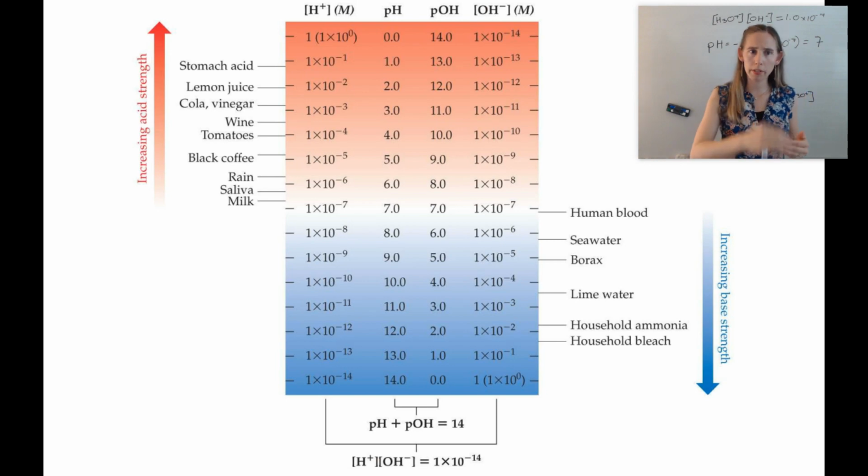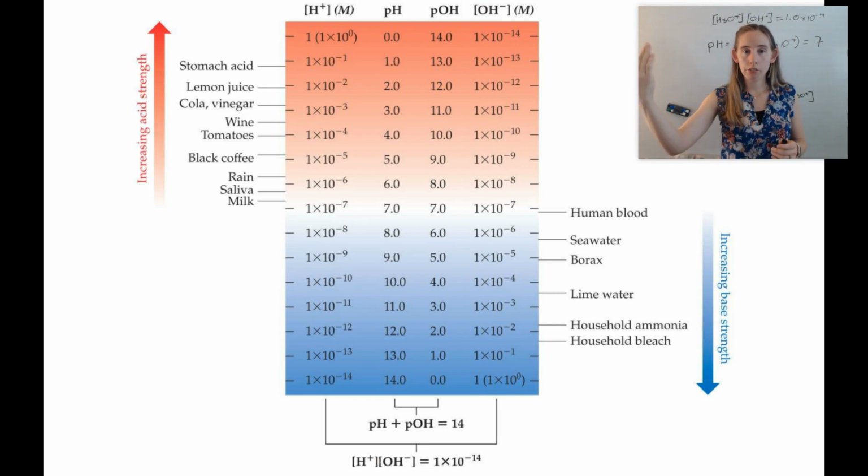And then, of course, you go all the way down there: wine, tomatoes, black coffee, rain, saliva, and milk. And I think that's an interesting note there. Milk is actually slightly acidic. It's a little bit less than 7. And we think of it as being alkaline or basic, but it's actually much closer to neutral than anything else.